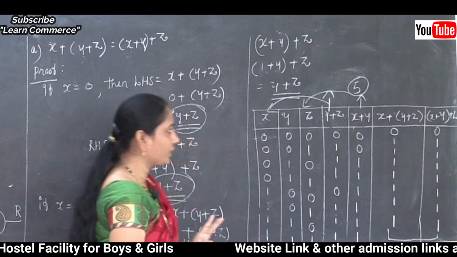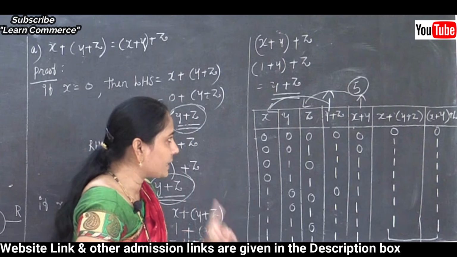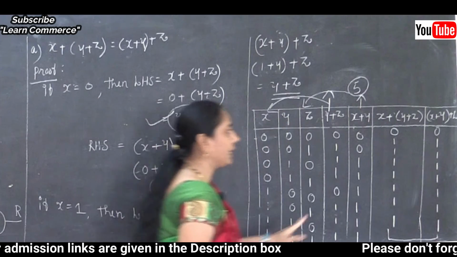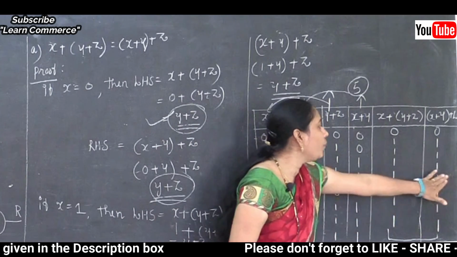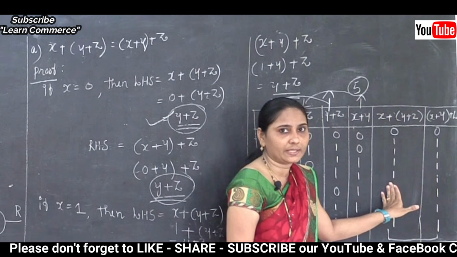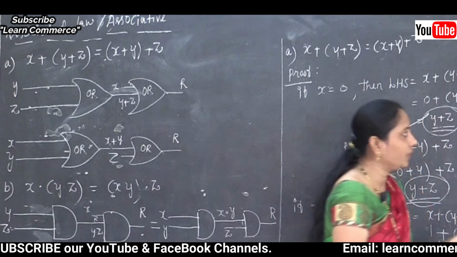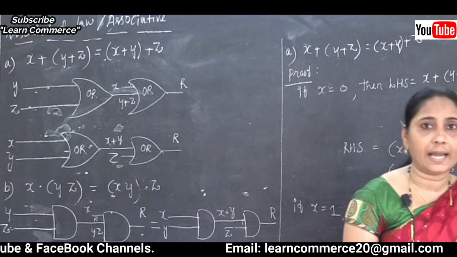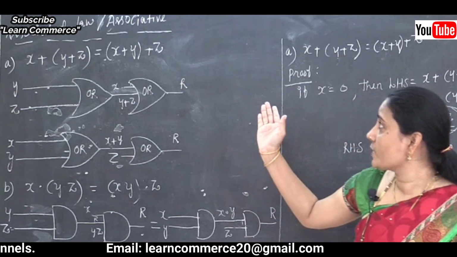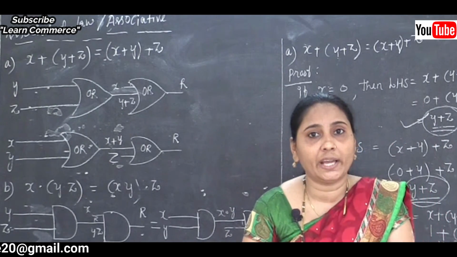So here we can say that the left hand side is equal to the right hand side. There is no change in value, both column values are equal, hence it is also proved. Clear this point here? x plus y plus z is equal to x plus y plus z. So this is about our associative law, or is called the associative law.